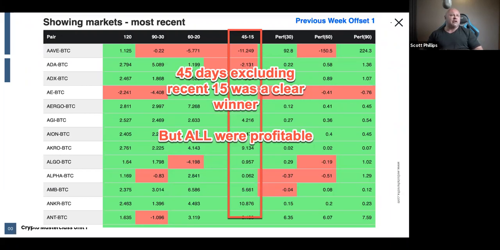To clarify, what I started testing and what I started trading was linear regression from 45 days excluding the most recent 15.